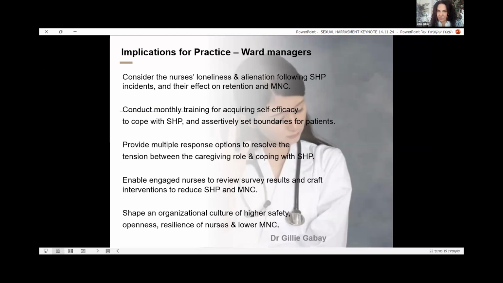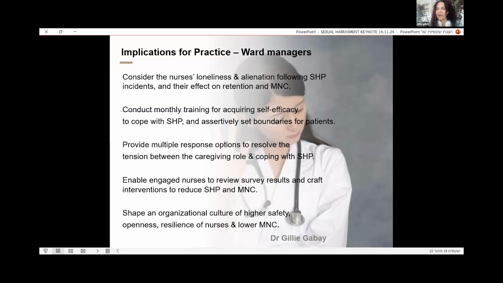Implications for ward managers. Consider the loneliness that nurses feel and the alienation following harassments. Consider how it affects their work, their performance, their ability to communicate with patients. Conduct monthly training for acquiring self-efficacy, for knowing how to better cope with sexual harassment and how to assertively set boundaries for patients.